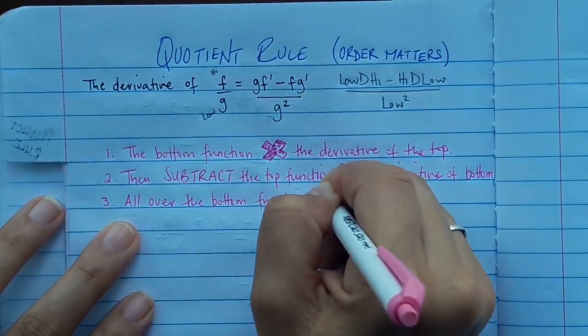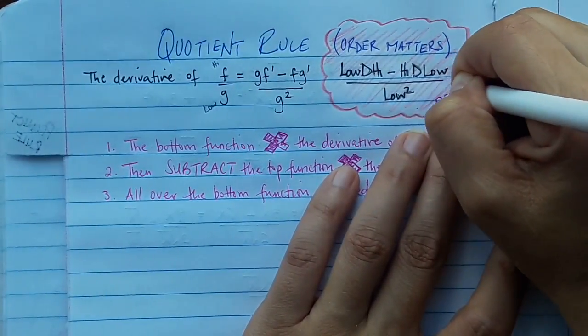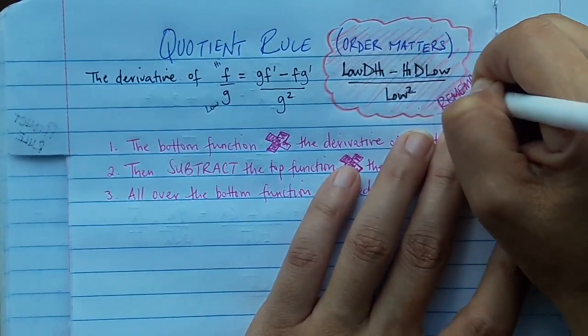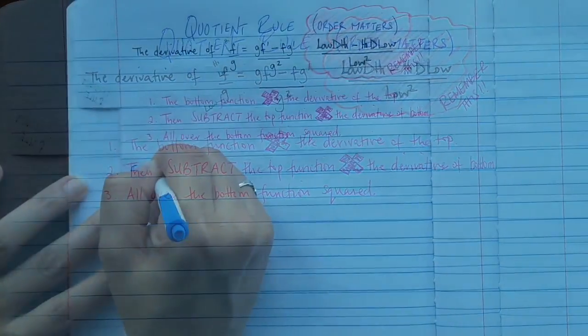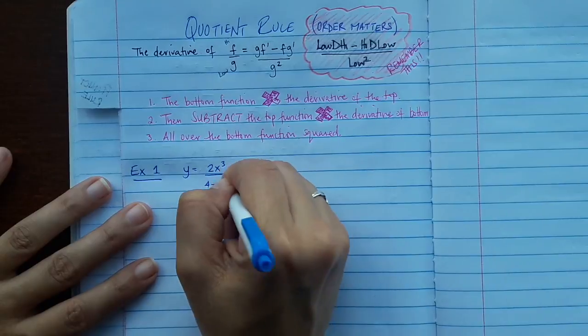Have to memorize it. Am I saying it enough? Have to memorize it. Remember this. This is a listening check. Shade in the Q in quotient. So let's take a look at an example.